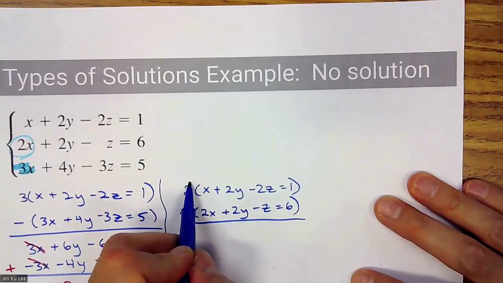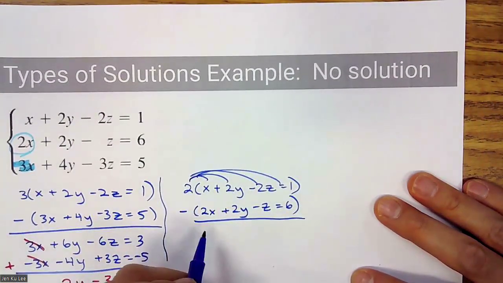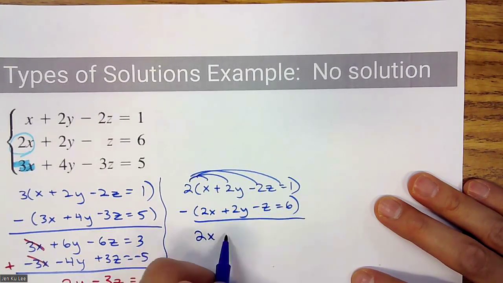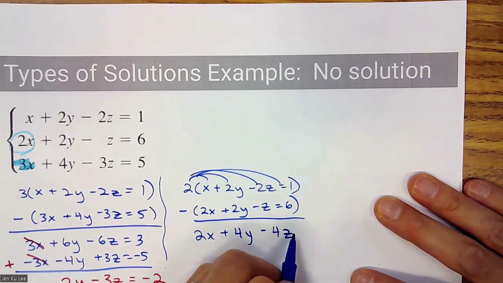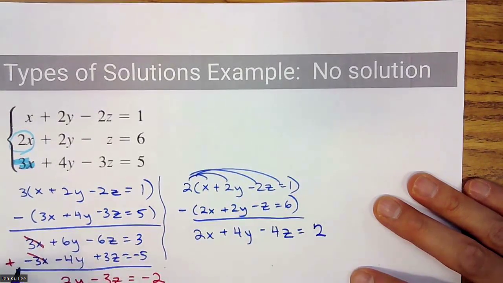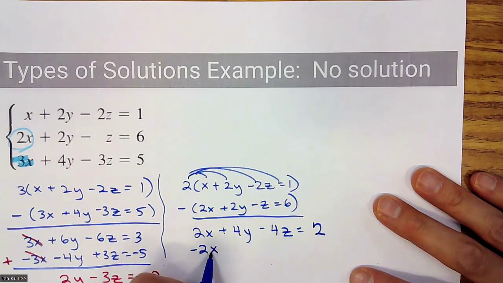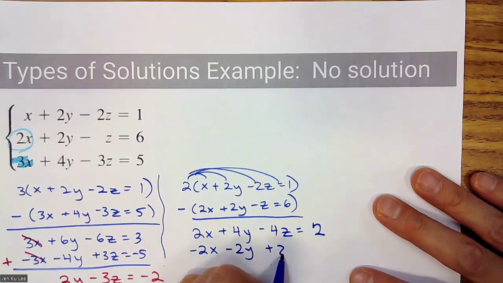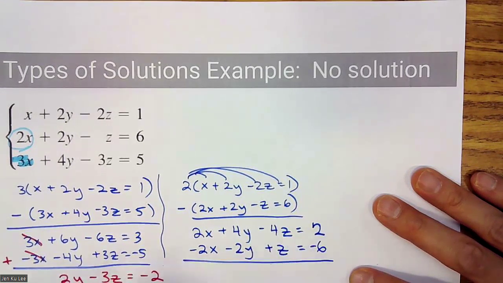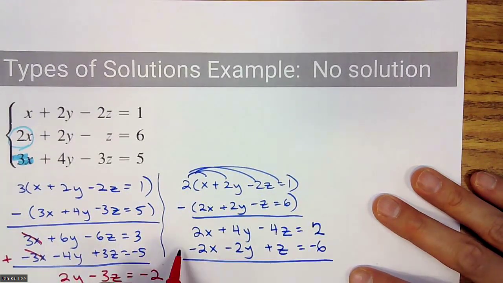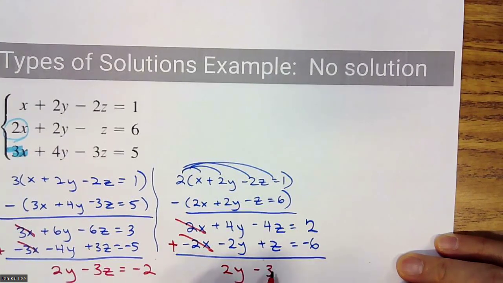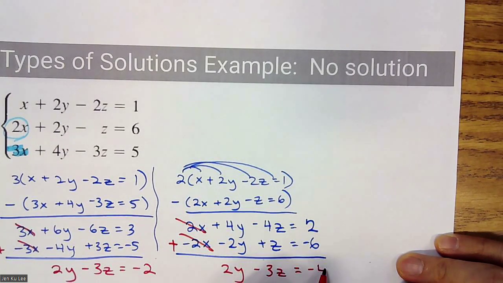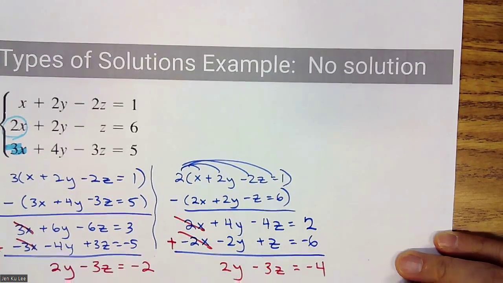Doing this math here, distributing out the 2, 2x plus 4y minus 4z equals 2. And then negative 2x minus 2y plus z equals negative 6, right? Just switching up the signs. We're going to add it together. Those two guys cancel out. That's 2y minus 3z equals negative 4. Right?